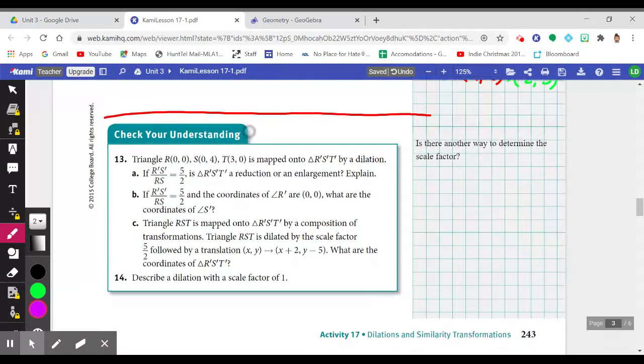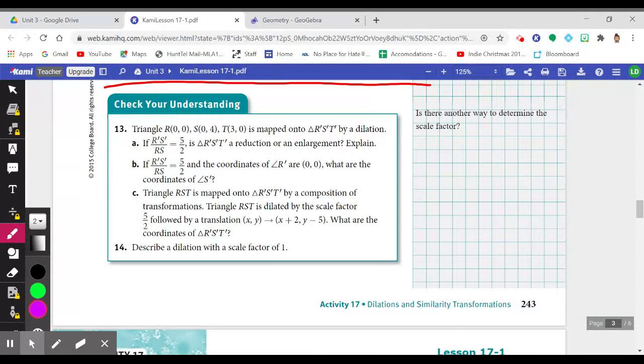Well, as I mentioned, we can actually look at the lengths of segments to determine how the dilation affected the image. So one of the best ways to determine the scale factor if you're having an issue, especially looking at the coordinates, is you take the length of your image. So we'll say K equals the length of maybe one segment of your image, and you divide it by the pre-image.